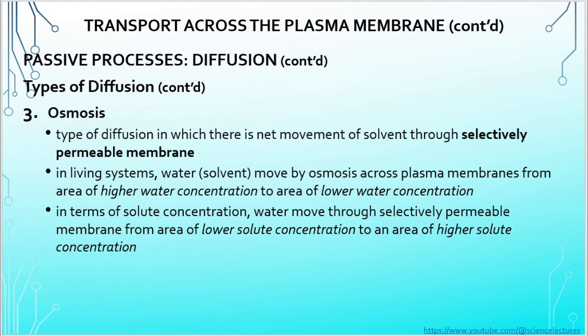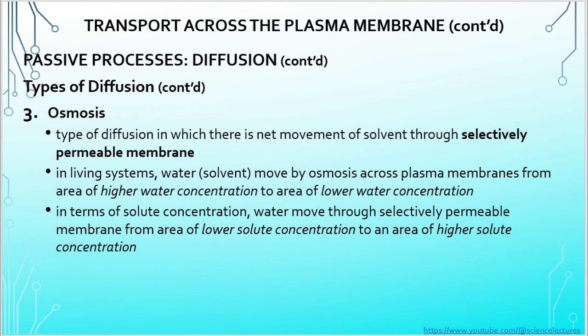The third type of diffusion is osmosis. Osmosis is a type of diffusion in which there is net movement of the solvent through a selectively permeable membrane. Like the other types of diffusion, osmosis is a passive process. It doesn't require energy. In living systems, the solvent is water. This water moves by osmosis across plasma membranes from an area of higher water concentration to an area of lower water concentration.